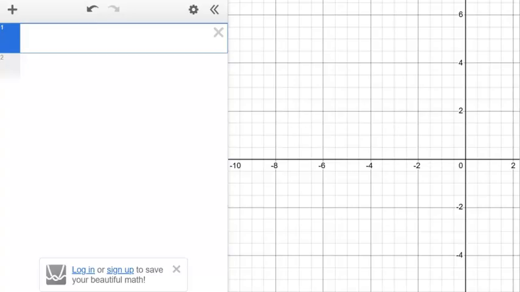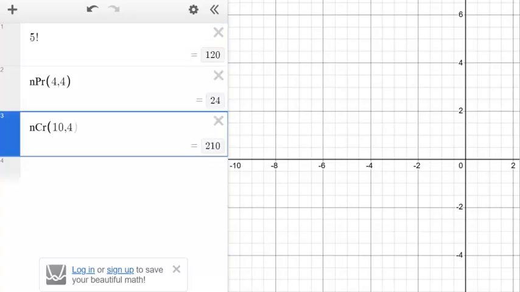Of course, we generally won't be doing these calculations by hand because the numbers can get pretty big. So if I want to use the shortcuts in Desmos, again, the exclamation point is my factorial. For permutations, I type nPr and then put the n and the r in parentheses. And then for combinations, I type nCr and again put the n and the r in parentheses.